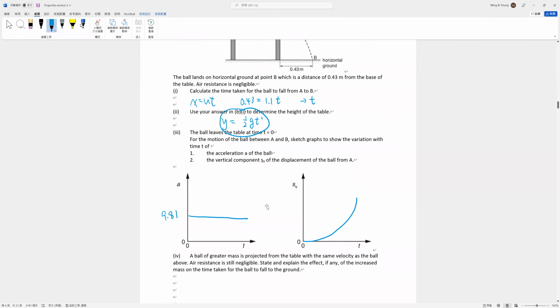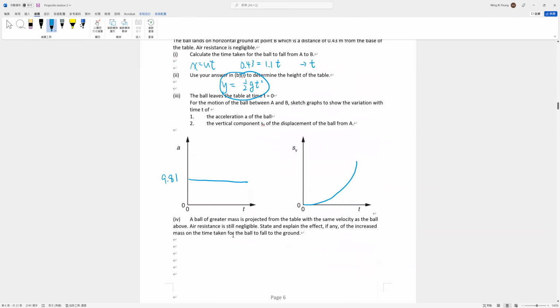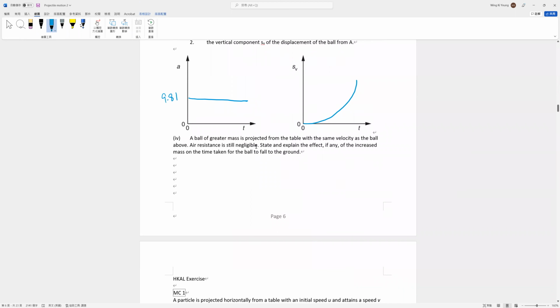Okay. The next one, the ball of greater mass is projected from the table with the same velocity. How about if you're using a larger mass? The heavier ball, and then the time taken for the ball to fall to the ground. So there should be no effect. Or you can say the same time. Because the acceleration is independent of the mass. It does not depend on the mass.